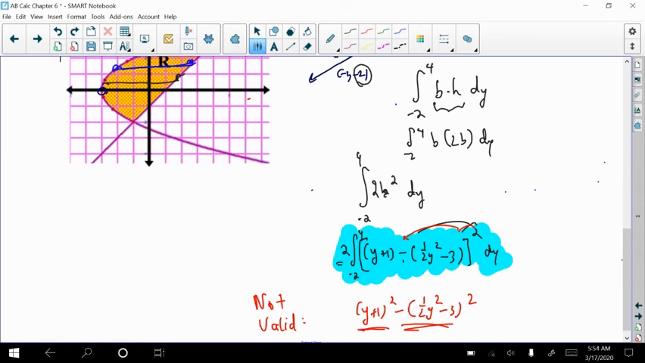I'm going to erase that. I don't want anyone to log in and say, oh my gosh, what is Mr. Brown teaching here? So that is not valid, not valid, not valid. I guess I got it erased, but it's okay. So there it is. There's our final answer.